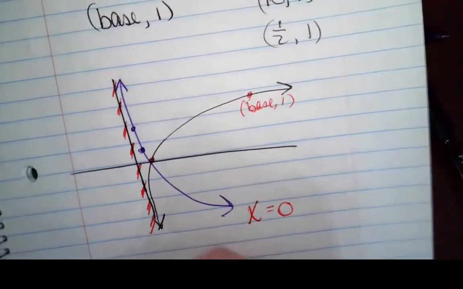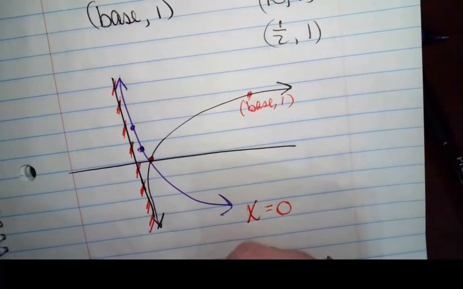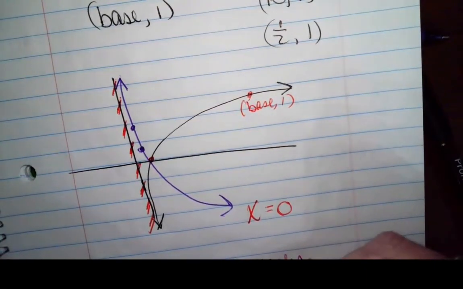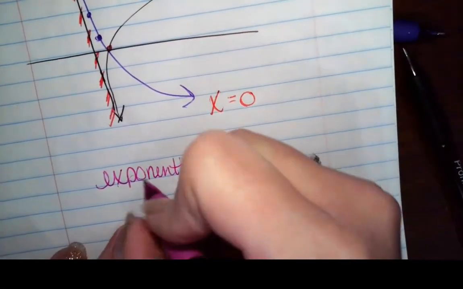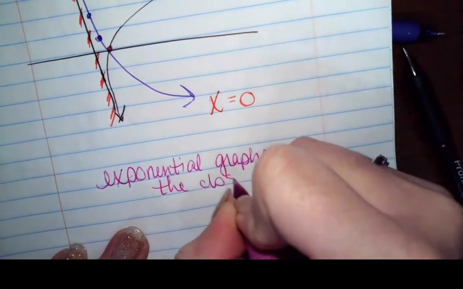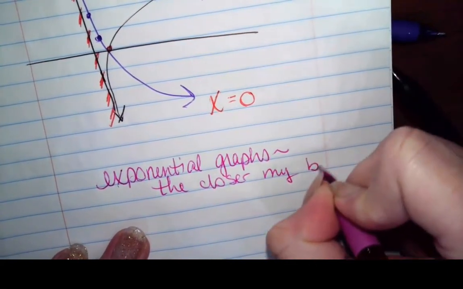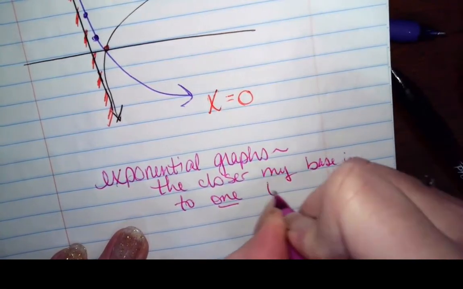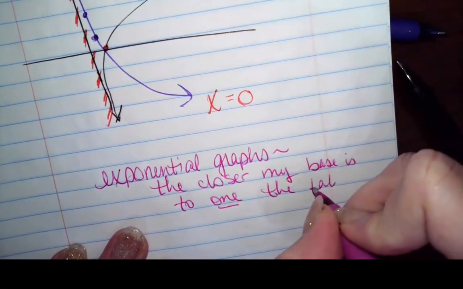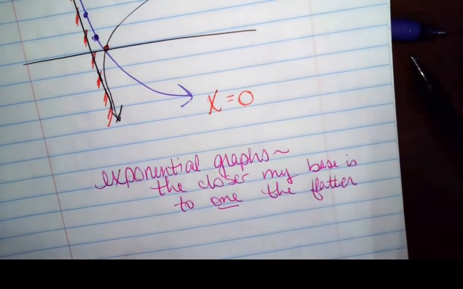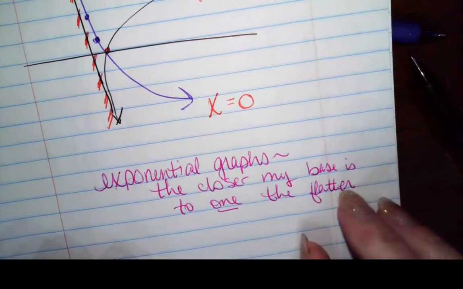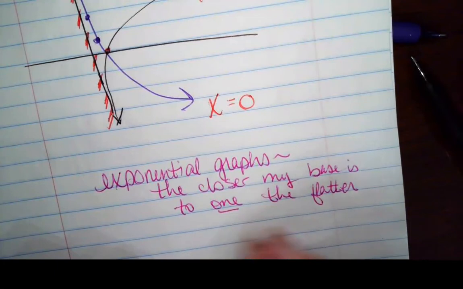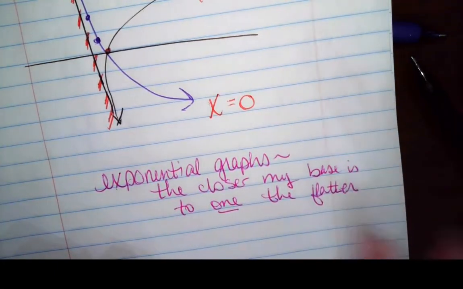Okay. So with exponential graphs, you can't see what I'm writing. Okay. The closer my base is to 1, the flatter, I put fatter, the flatter, okay, my function would be. The flatter it would be. So if I get further away from 1, it's going to be steeper, okay.